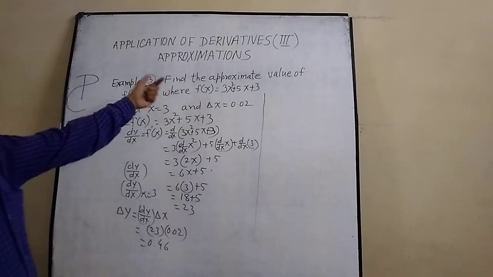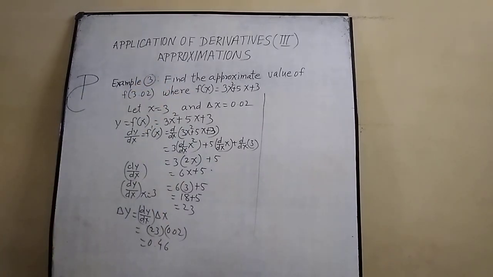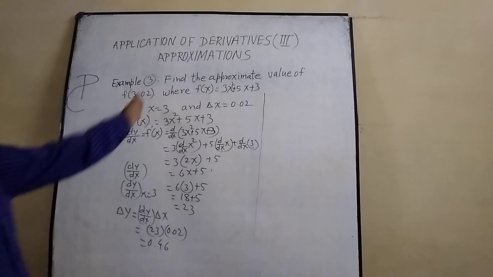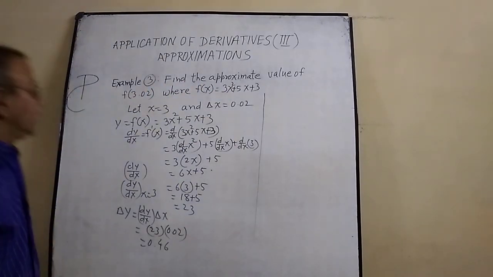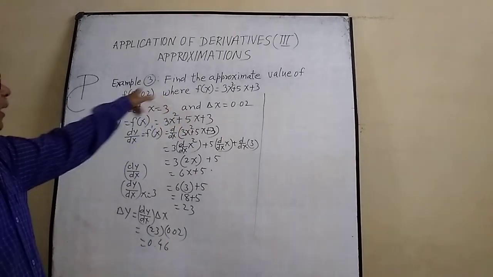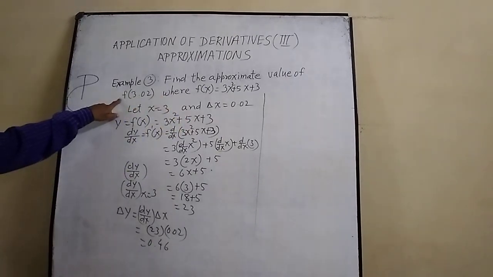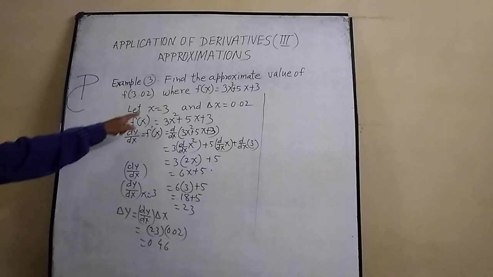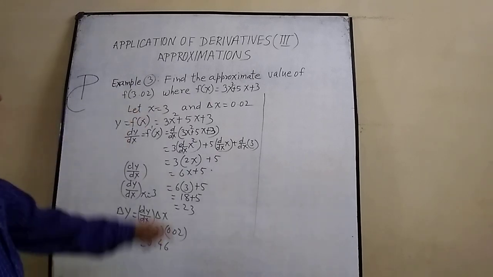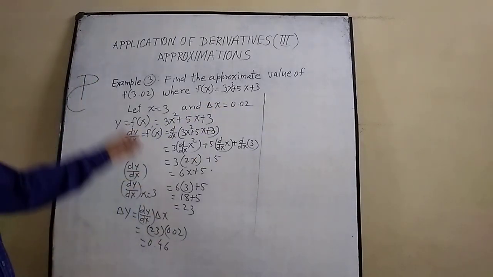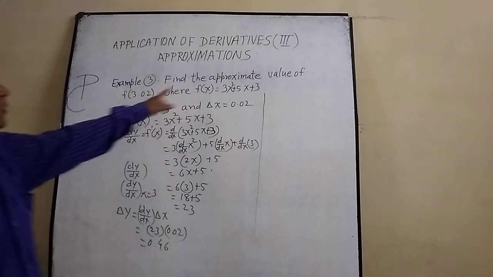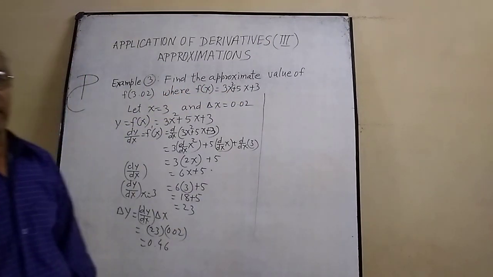Now, find the approximate value of f(3.02), where f(x) is equal to 3x squared plus 5x plus 3. Here I have to find the value of f(3.02). This x is equal to 3 and delta x is 0.02. So y is equal to f(x) is equal to 3x squared plus 5x plus 3.